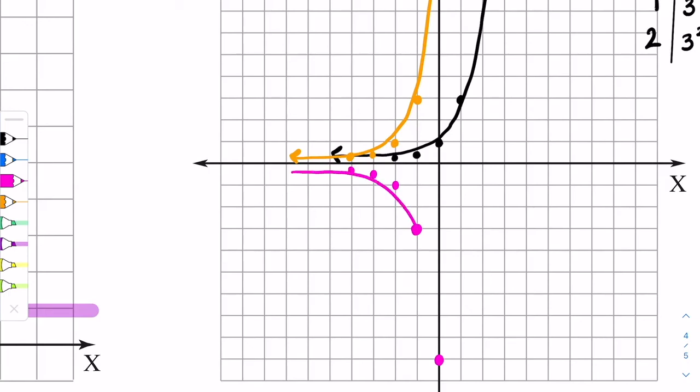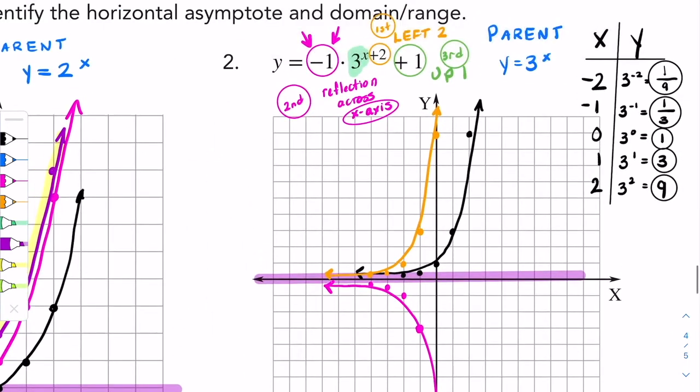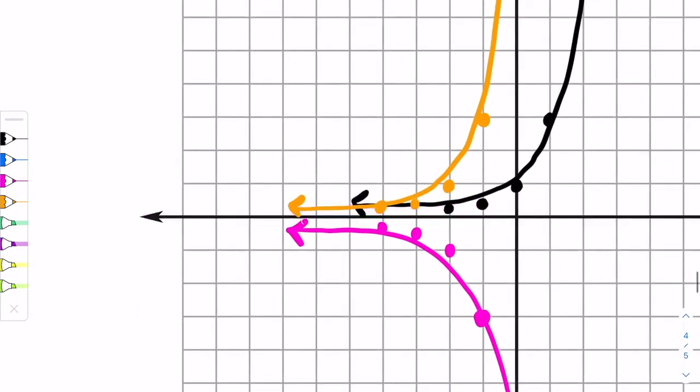We reflected across that horizontal asymptote, so make sure it is clearly below this horizontal asymptote, which is currently at this location. All right, and our last step is to shift this graph up 1. So I take this pink line and I shift every point up 1 unit.